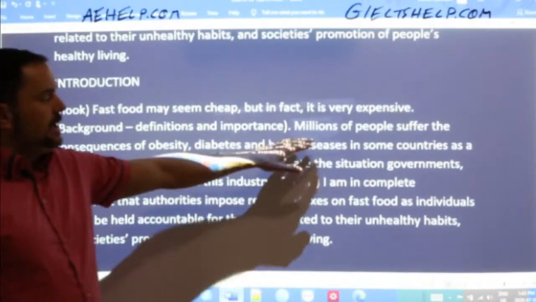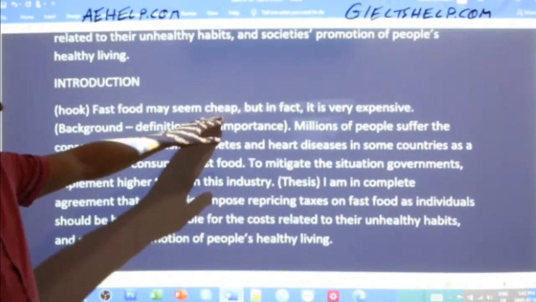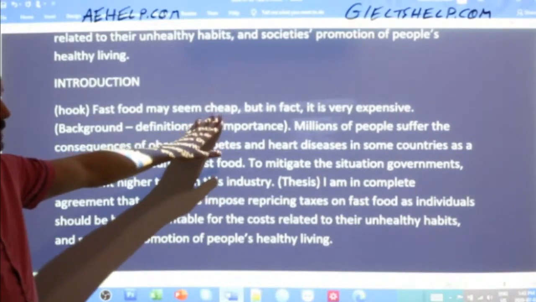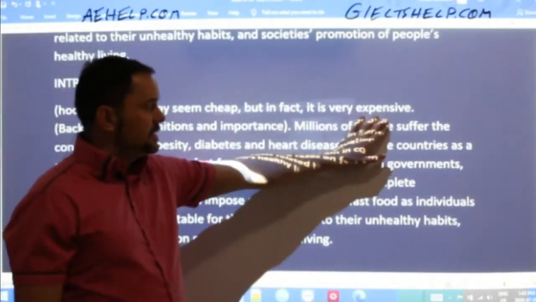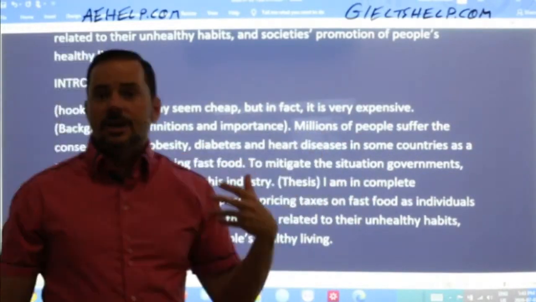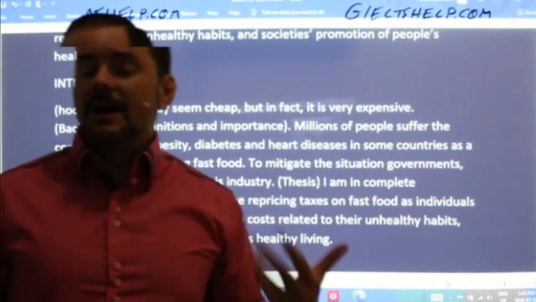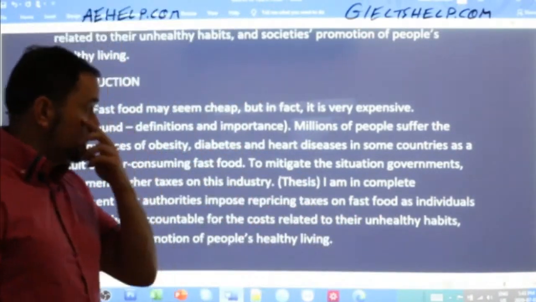And notice that my background immediately starts to clarify my hook. So fast food may seem cheap, but in fact it is very expensive. Now when we read this, the reader starts to realize right away what I mean by that. Okay, so clarity. Always seek to explain your ideas.